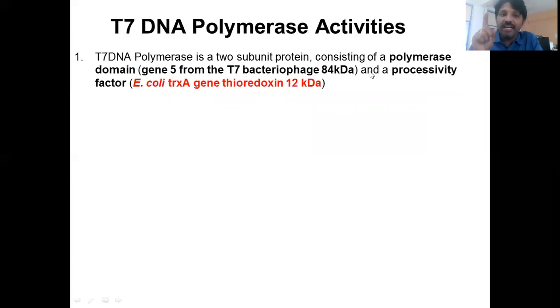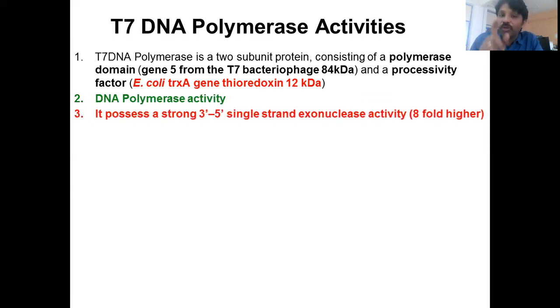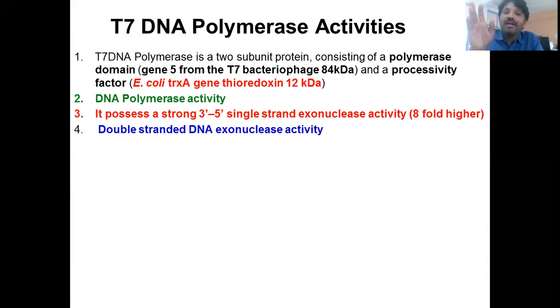So T7 DNA polymerase is a two subunit protein consisting of polymerase from the T7 gene 5, 84 kDa, and a processivity factor from the E. coli trxA gene, thioredoxin, which is 12 kDa, and it has three activities. One is polymerase activity, and it possesses strong 3' to 5' single strand exonuclease activity and double strand exonuclease activity, that's also in the 3' to 5' mode.